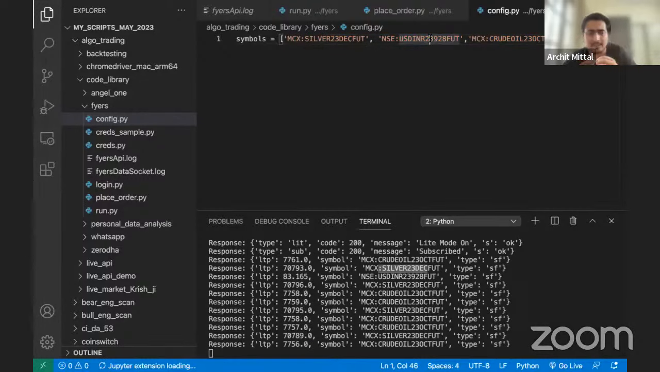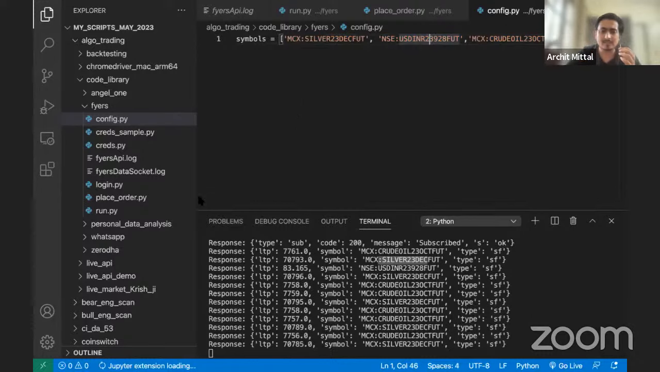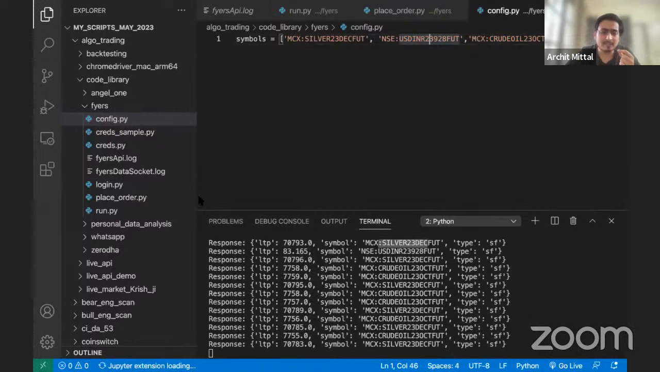You can see real time, right? Everyone can see real time. This is moving. Please try to confirm and check if these are the prices.